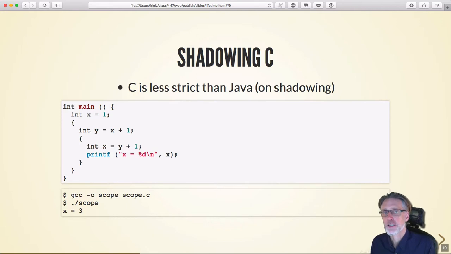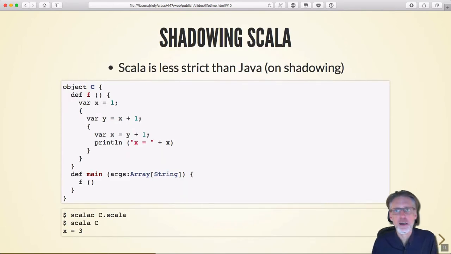C is less strict than Java. It allows shadowing even of local variables. So here x is declared, then I'm declaring another scope with y, and finally a third scope with a new declaration of x. And this is just fine in C. This is not allowed in Java, but it is allowed in C. And Scala is in fact more like C in this respect than Java. So Scala allows shadowing of local variables, even though such a program would be rejected in Java.